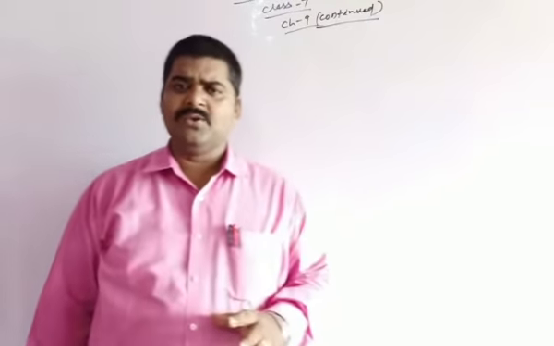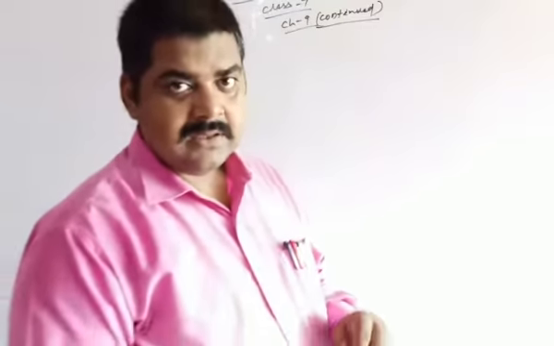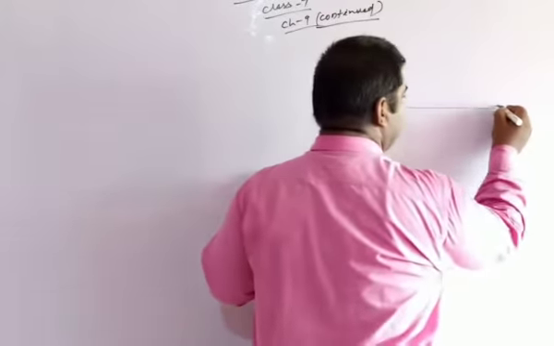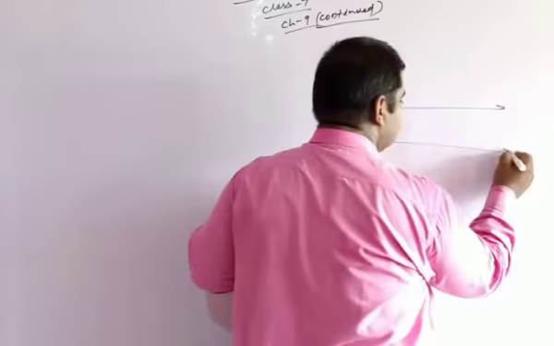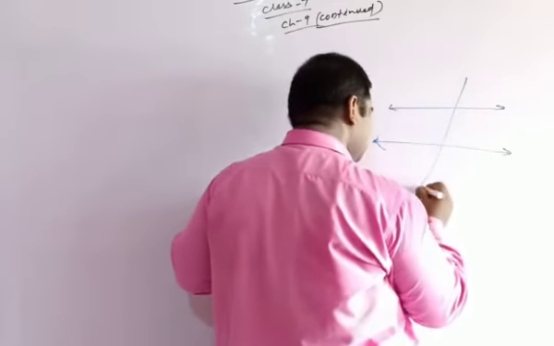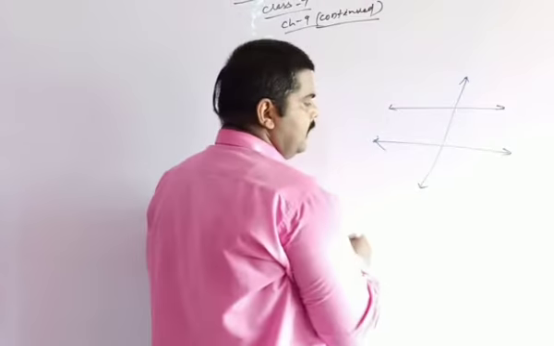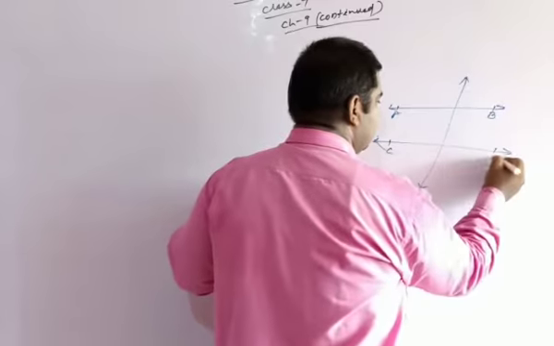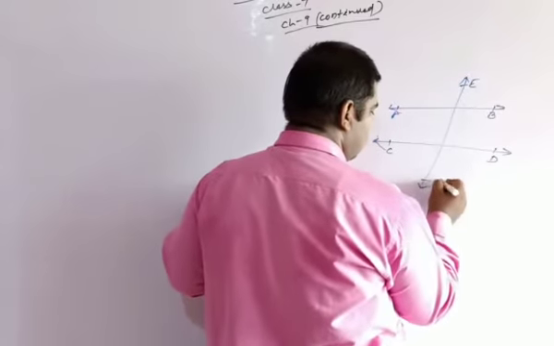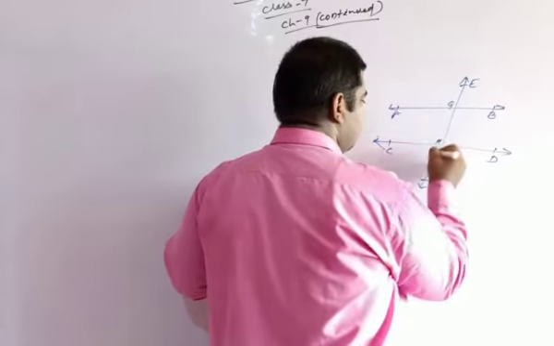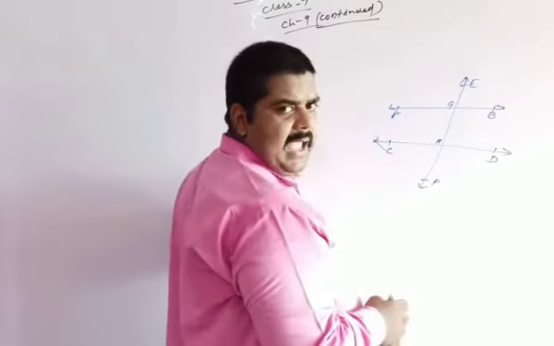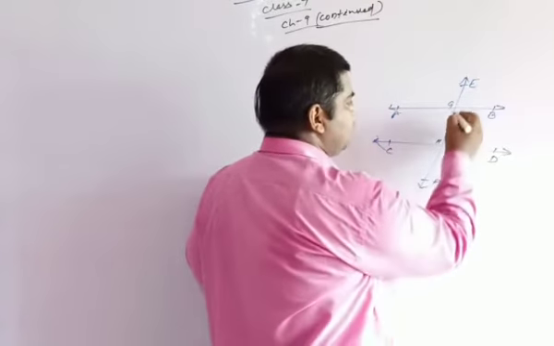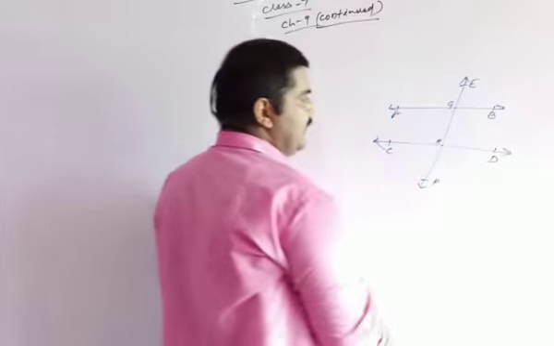My dear students, in the last video I discussed corresponding angles. In this video I am going to discuss alternate angles. You know very well that when two lines are intersected by a transversal at two distinct points, I have named it: EF is the transversal and it intersects AB and CD at two distinct points G and H.